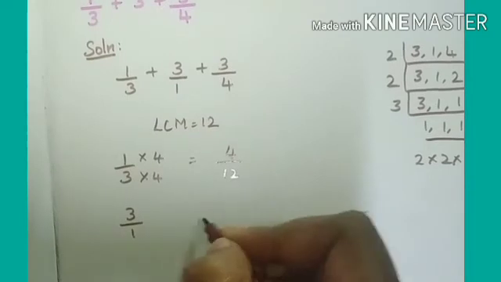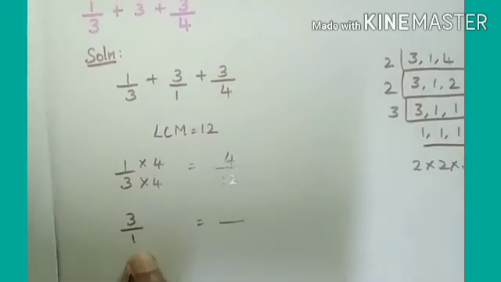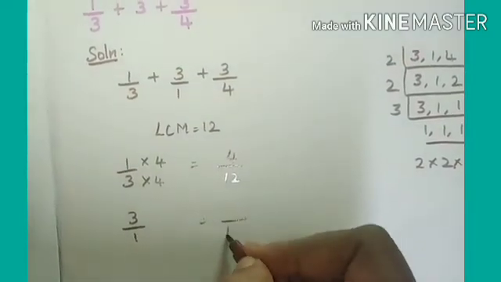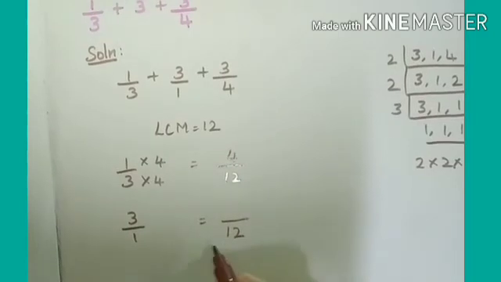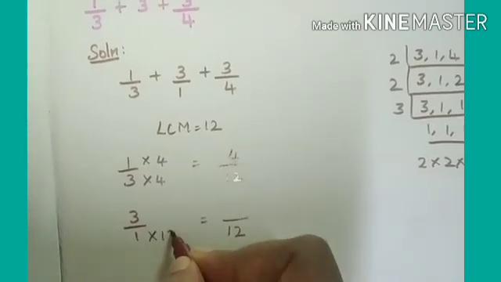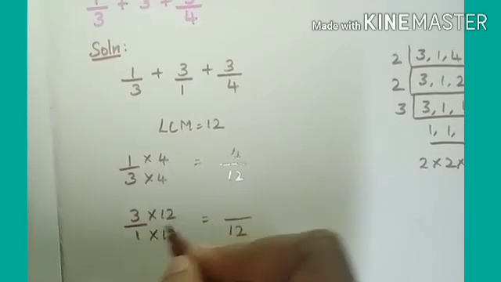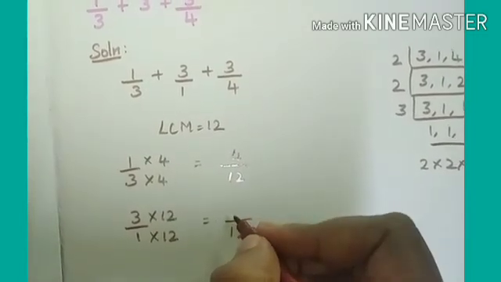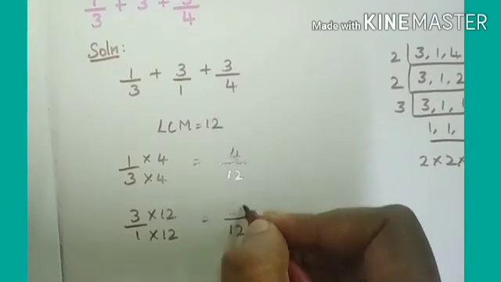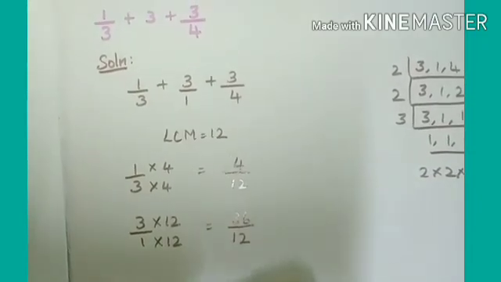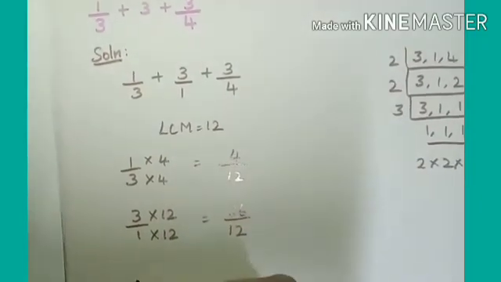Next fraction, 3 by 1. By what number should 1 be multiplied to get 12? Yes, it is 1 12 is 12. Multiply both numerator and denominator by 12. We get 3 12s are 36. That is 36 by 12.